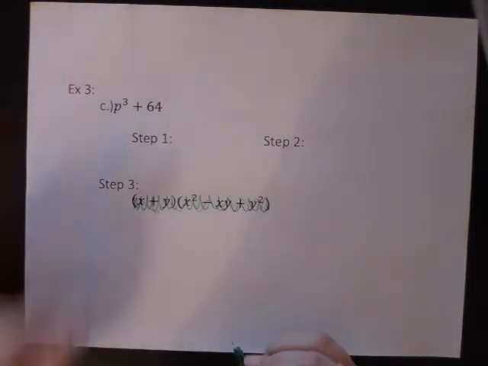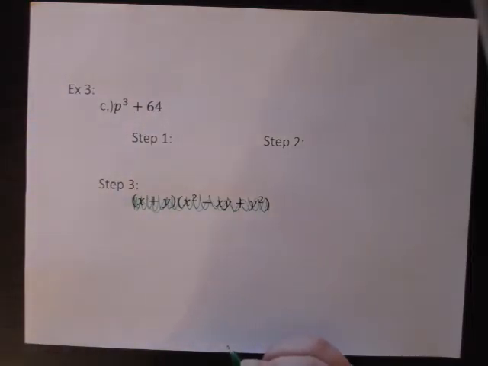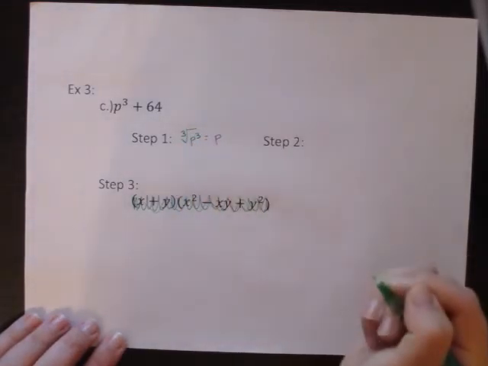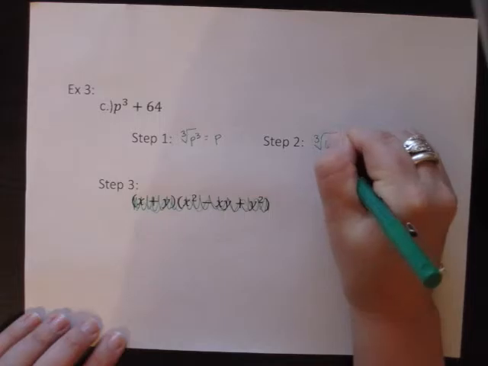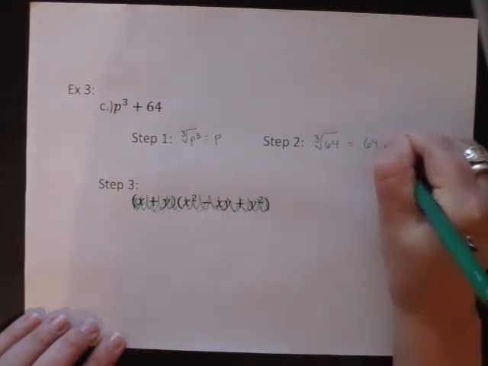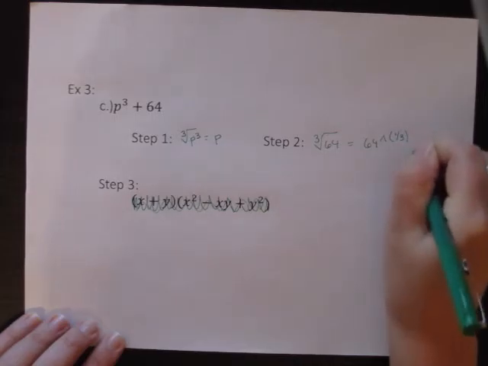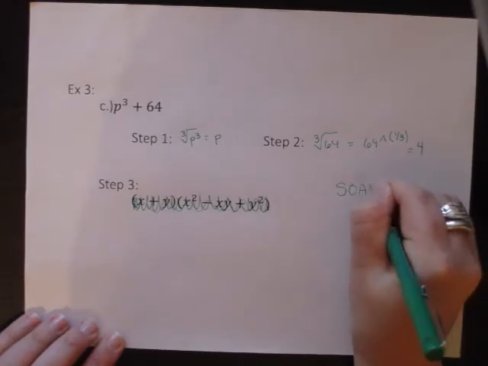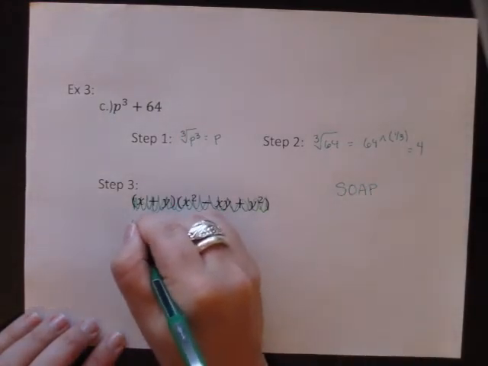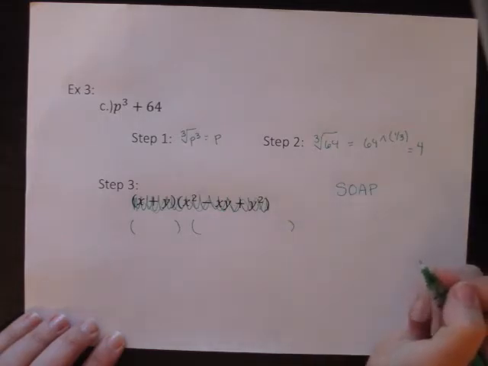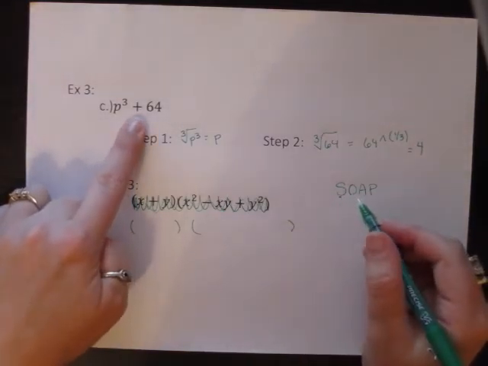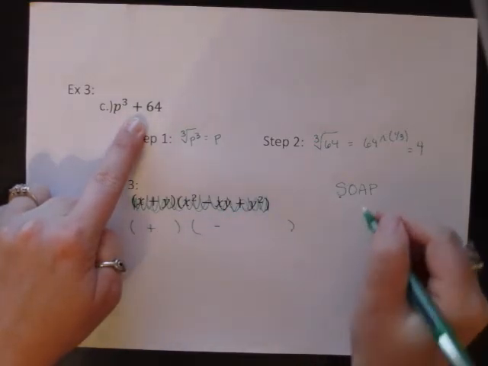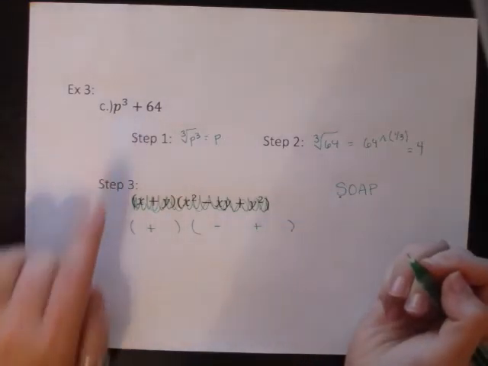So first thing that I see is I have two terms, and both of them are going to be perfect cubes. So I've got to take the cube root of p to the third, which would just be p. Then I've got to take the cube root of 64. So in my calculator I'd go 64 up arrow 1 divided by 3, and that result would be a 4. Then I would go SOAP, same, opposite, always positive. Set up my binomial, set up my trinomial, and then I've got to look at the same. So I go at the original problem, I see that is going to be plus, opposite will always be minus, and then always positive will be plus.